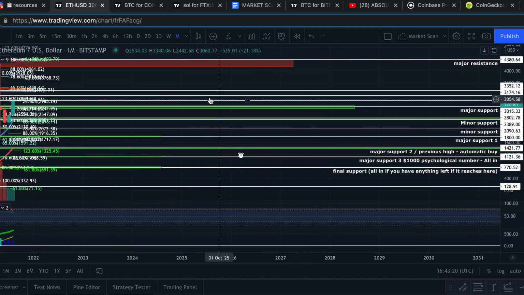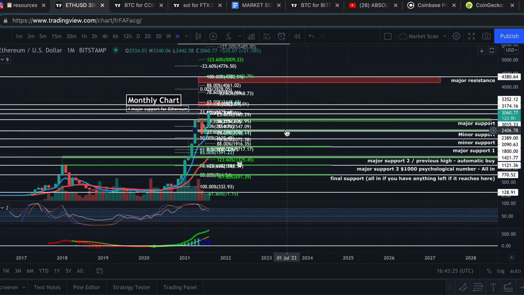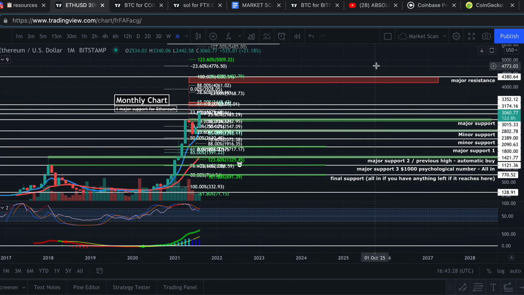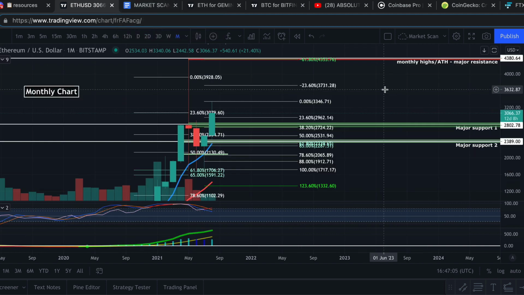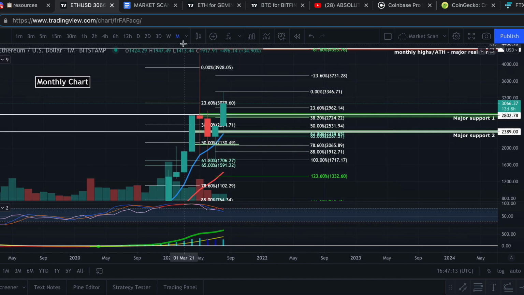Ethereum on the monthly. Man, there's a lot of levels here. Let me clean this up a bit. I'll be right back. Okay, so on the monthly chart, you could see that Ethereum had an insane run up, crashed all the way back down to the golden ratio, came all the way back up to the monthly closes, and then crashed all the way back down and came back all the way back up again, crashed all the way back down, came all the way back up, and now it's above the previous monthly close.